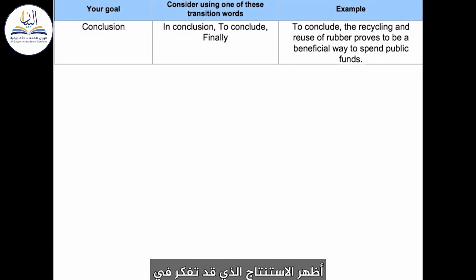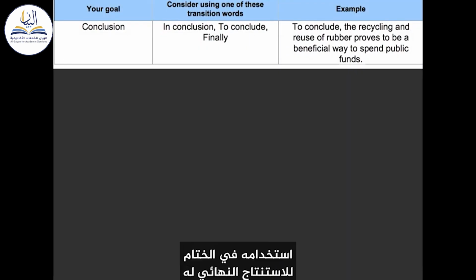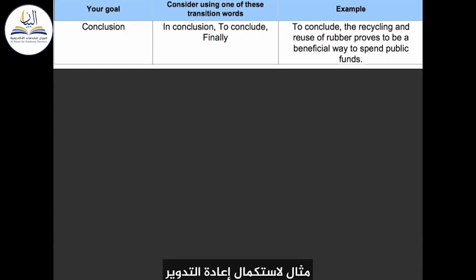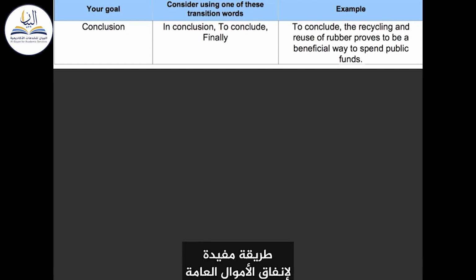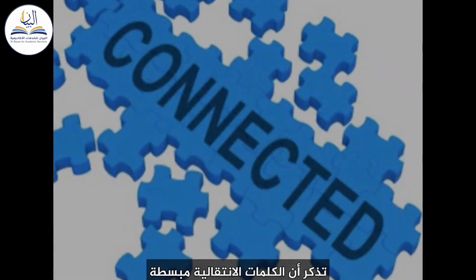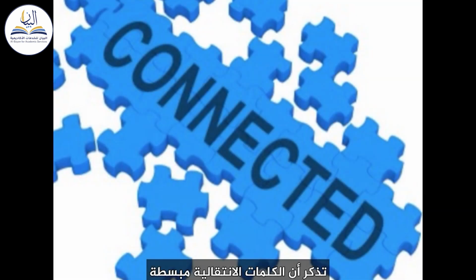If your goal is to show conclusion, you might consider using in conclusion, to conclude, finally. For example, to conclude, the recycling and reuse of rubber proves to be a beneficial way to spend public funds. Remember, transition words are simplified ways of communicating connections to your readers. The correct use of these within your academic writing is essential.